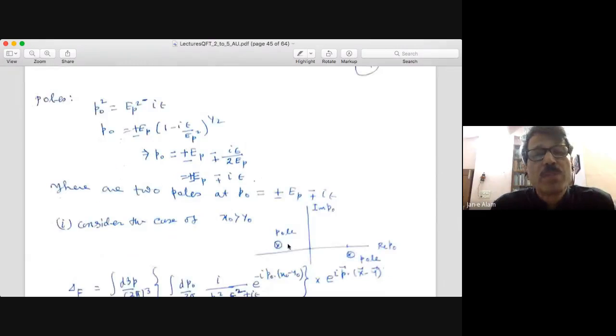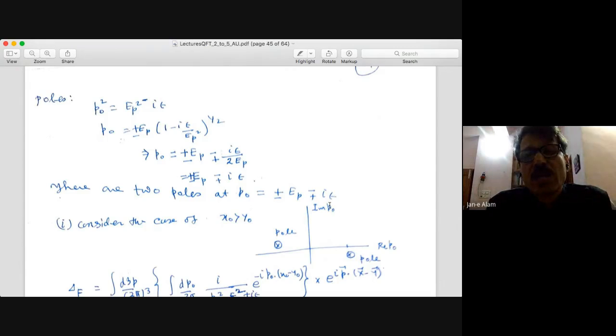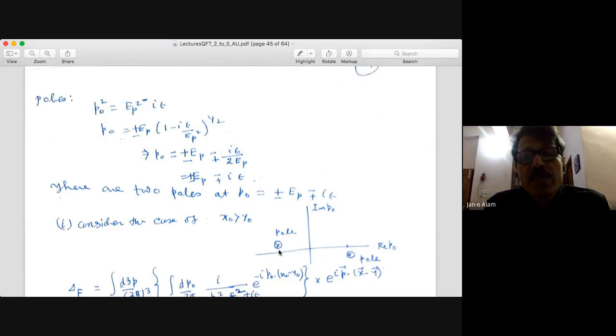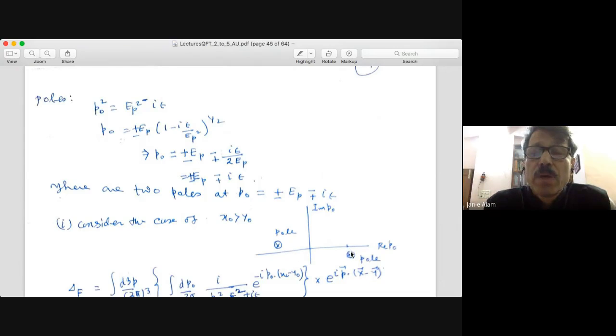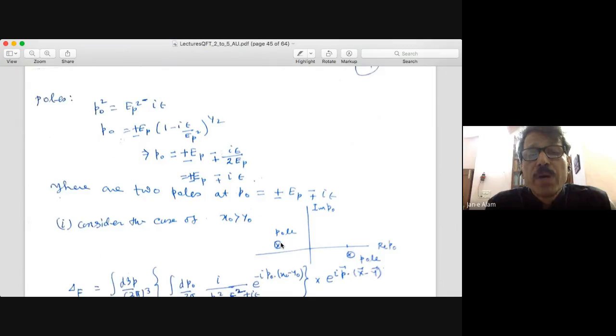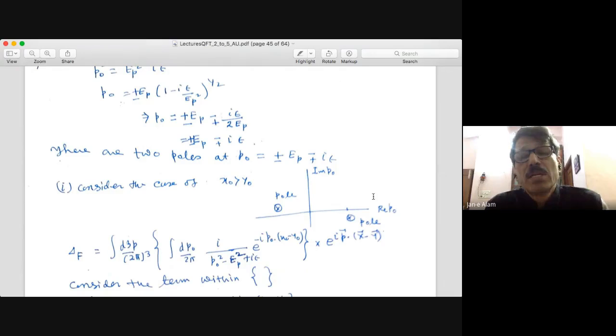Suppose you have the p0 plane, with real p0 on this side and imaginary p0 on the other axis. Then p0 equal to plus Ep minus i epsilon is a pole. The other pole is p0 equal to minus Ep plus i epsilon. So we have two poles. One is just below the positive real axis, and the other one is just above the negative real axis.